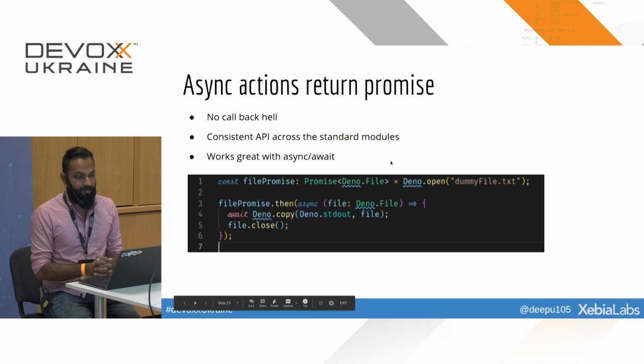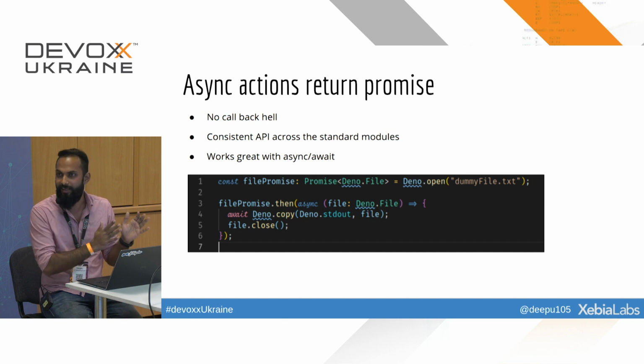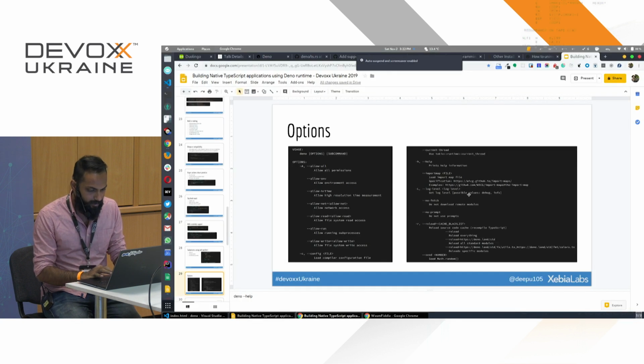Another thing I like is the Deno API is fully asynchronous, and it returns promises, unlike in Node. There is no callback hell. Everything returns a promise. That means no callback hell, consistent API across, and works great with async await. So let's quickly do something there.